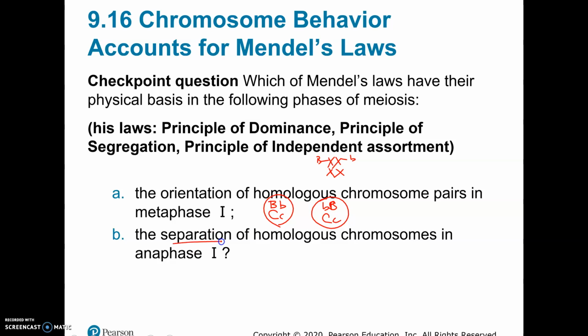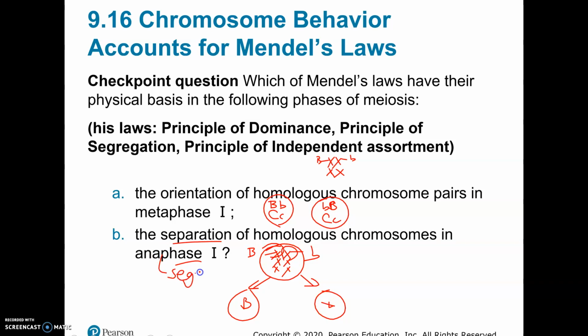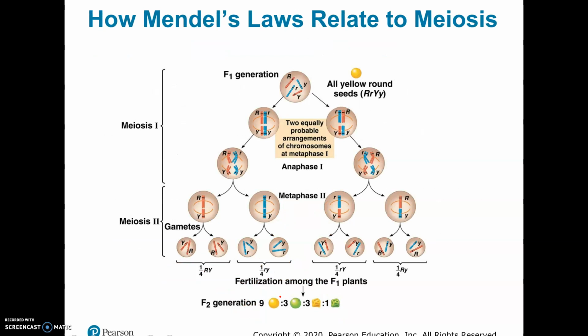And the fact that they separate at anaphase, meaning, remember, you have all these pairs, but you're randomly going to give just one copy from each pair. So big B, you're going to give either big B or little b, not both. This is Mendel's principle of segregation. So the chromosomes segregate during meiosis at anaphase, and the fact that they can be oriented with either chromosome on either side, that's independent assortment.